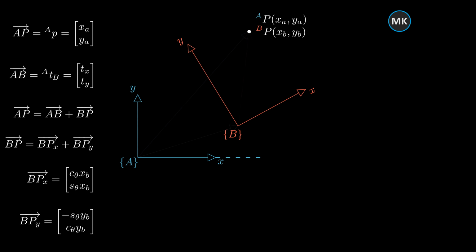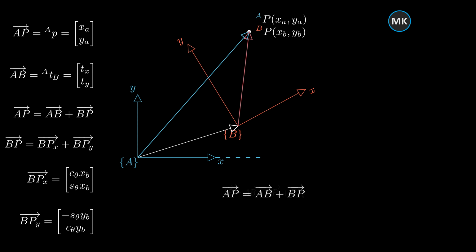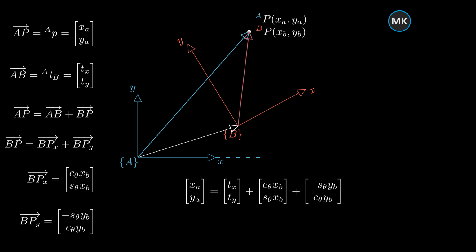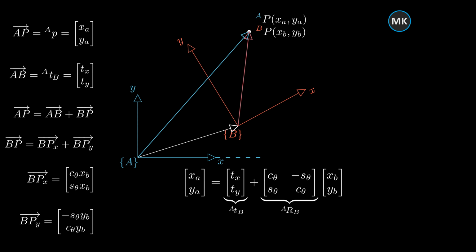Now we substitute everything back into the main equation. The vector BP is expressed as the sum of its two components, BP sub x and BP sub y. We factor out x sub b and y sub b. The term t superscript A subscript B is a translation vector. It gives the position of frame B's origin measured in frame A, and R superscript A subscript B is the rotation matrix for frame B relative to frame A.